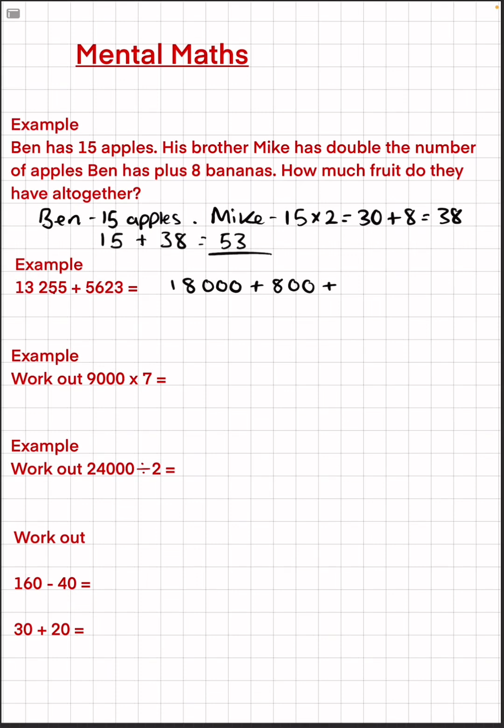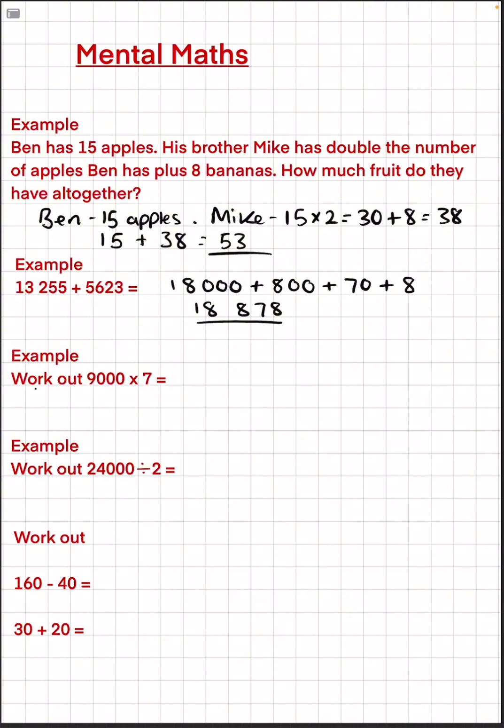We can add the tens. 50, add 20 is 70. And now we can add the units. 5 add 3 is 8. If we add these numbers together, we've got 18,878. So the answer to this calculation is 18,878.